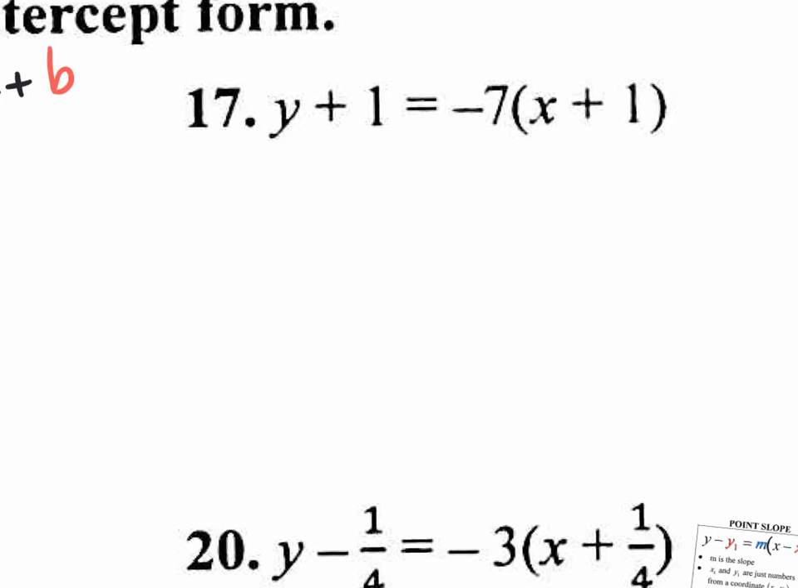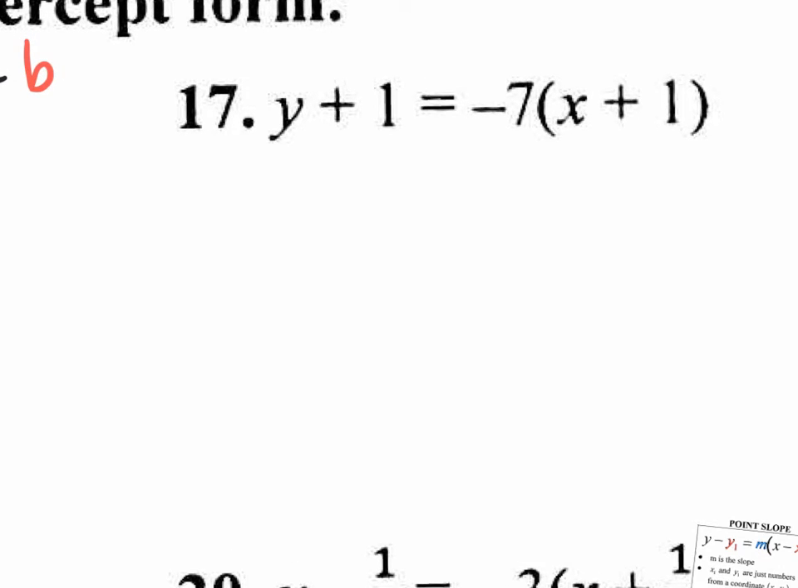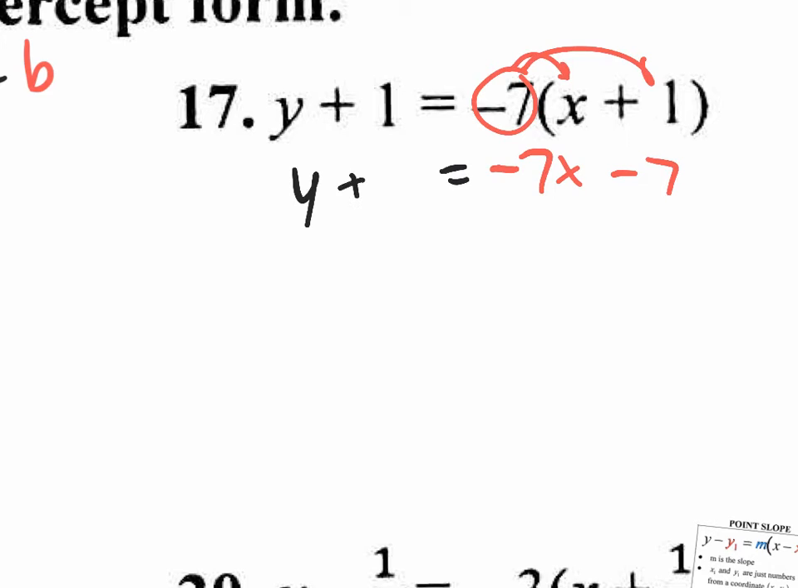So if you look at any one of these, they're all in point-slope form again. Like number 17, it's in point-slope form. It's not in slope-intercept. What do we know about y equals mx plus b? There are no parentheses. So I need to get rid of the parentheses by distributing. Negative 7 times x is negative 7x. Negative 7 times 1 is negative 7. Bring down the equal sign. Bring down the y plus 1.